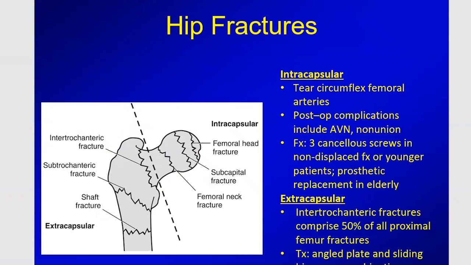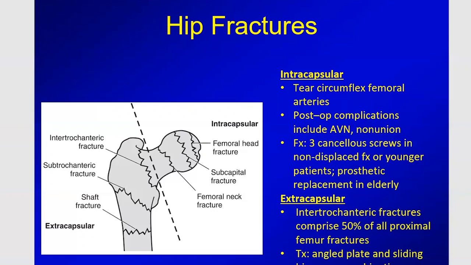And the reason it's a big deal is because that fracture a lot of times can tear the circumflex femoral arteries. It can cause all sorts of post-op complications. So let's say that person went in, had the fracture, got a pin or a screw put in, and then they had complications afterwards. Things like avascular necrosis can happen, or a non-union fracture can happen. Typically, the treatment for this is going to be 3 screws placed into the femur.